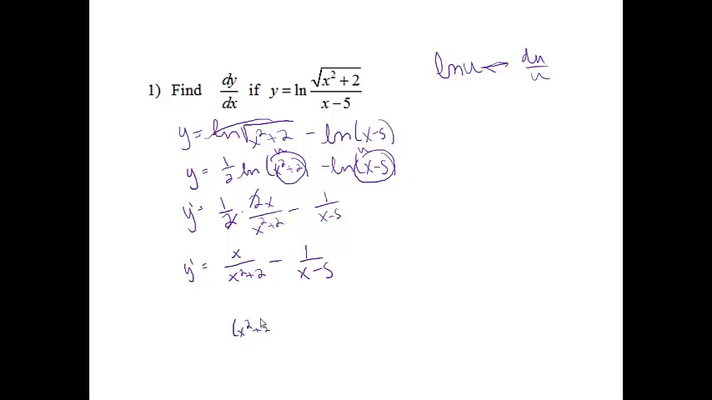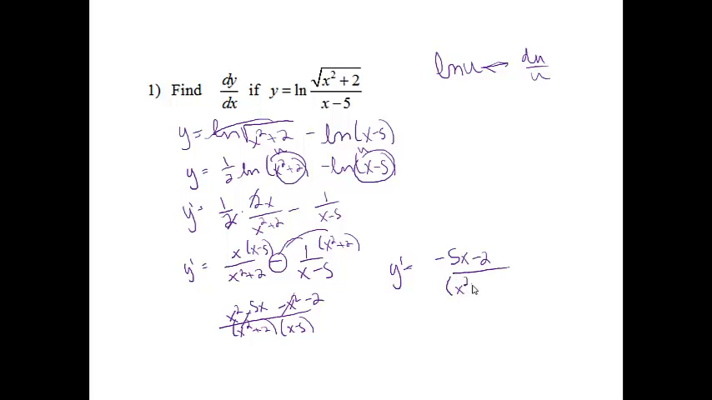I'd have (x squared plus 2) times the quantity (x minus 5). This first one I'd have to multiply the top and the bottom by x minus 5, so I'll get x squared minus 5x. And then the second one I'd need to multiply by x squared plus 2. Remember this minus sign is going to carry along to both parts, so this will be minus x squared minus 2. I notice that my x squareds are going to cancel, so my final derivative will be negative 5x minus 2 all over the quantities (x squared plus 2) times (x minus 5).